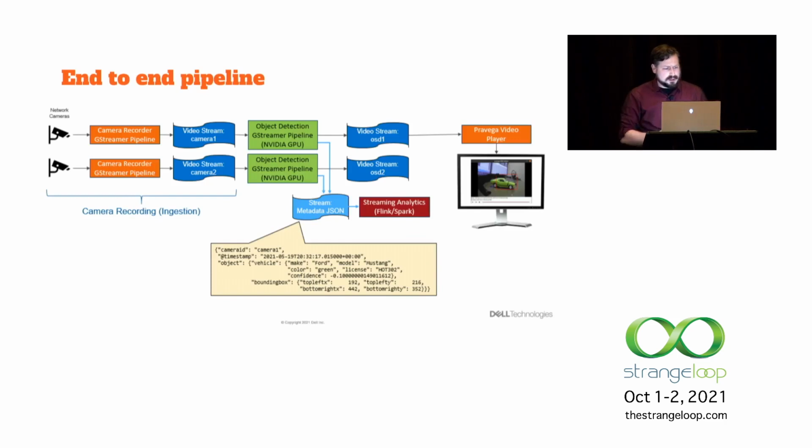So an end-to-end pipeline looks something like this. You have a camera that's producing some data. It's extracting into a video stream. Then you run some derivative algorithm on it. In this case, we're doing an NVIDIA GPU-based object detector that's outputting some JSON. And so we have a modified stream with bounding boxes. And then we have additional metadata that can be put off to the side for analysis with a Flink or a Spark application.